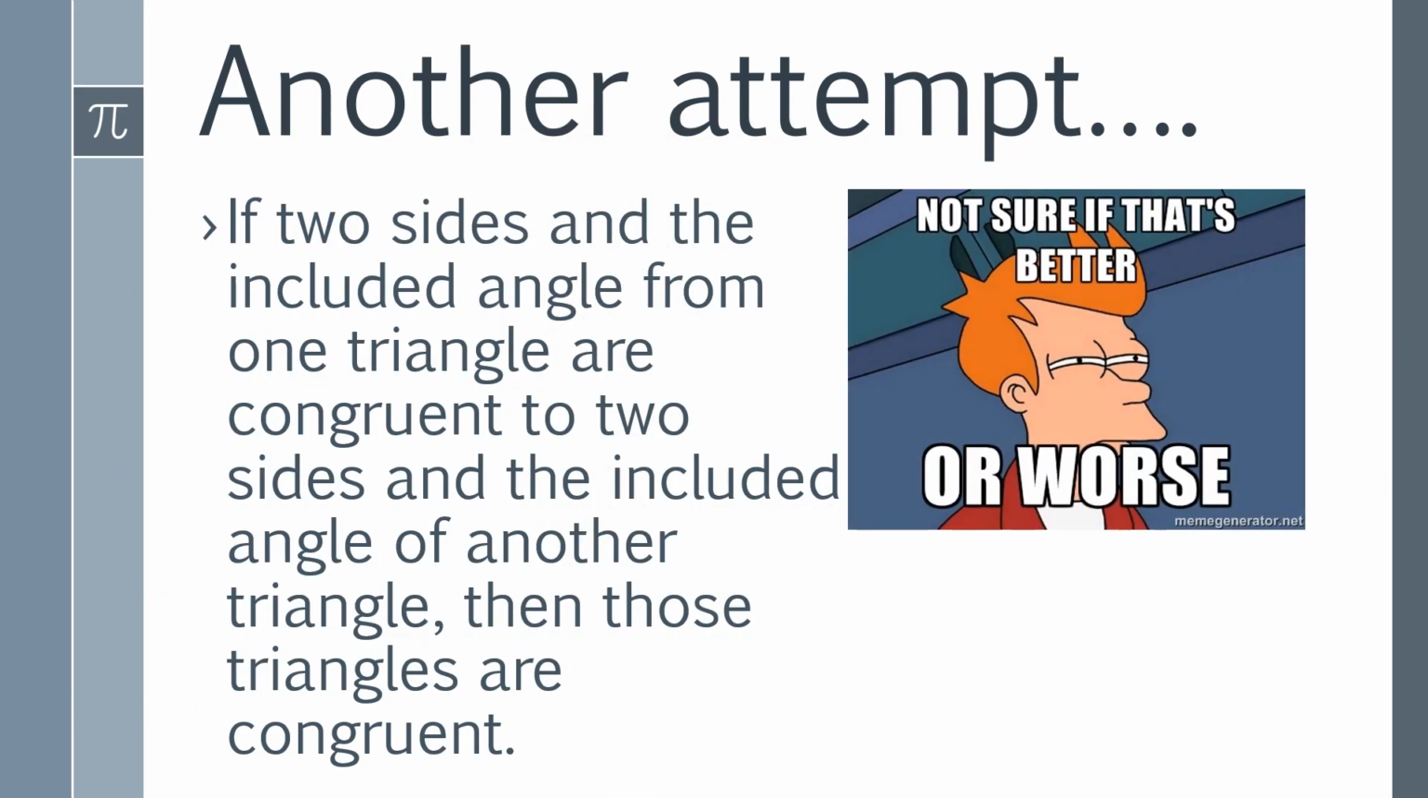If two sides and the included angle from one triangle are congruent to two sides and the included angle of another triangle, then those two triangles are congruent. Now, I'm not sure if that's better or worse, but this diagram should help.